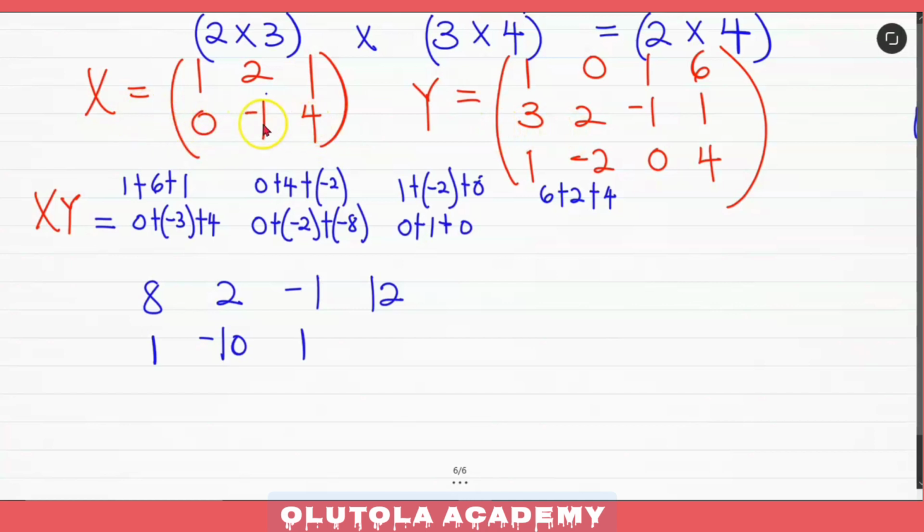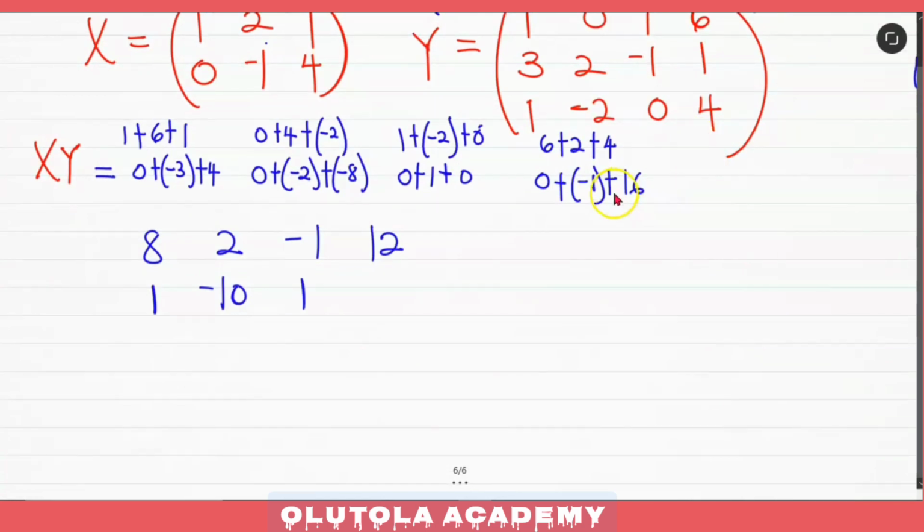Then we go for the last one now. This is the second row. We multiply this, so that will be 0. 0 is here. 0 times 6 will give us 0. Negative 1 times 1 will give us negative 1. Then we have 4. 4 is here. 4 times 4 will give us plus 16. So when we do this down here, we are going to have 15.